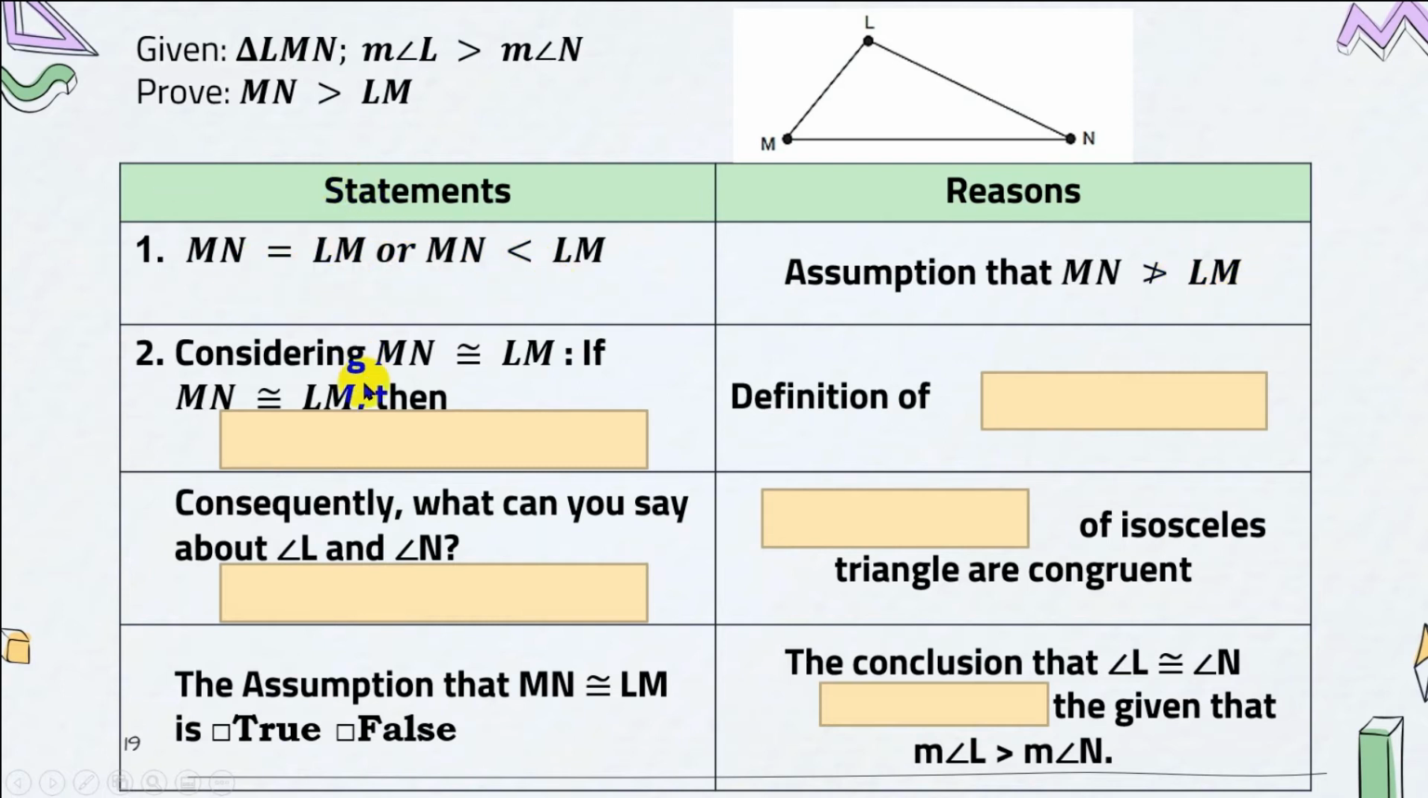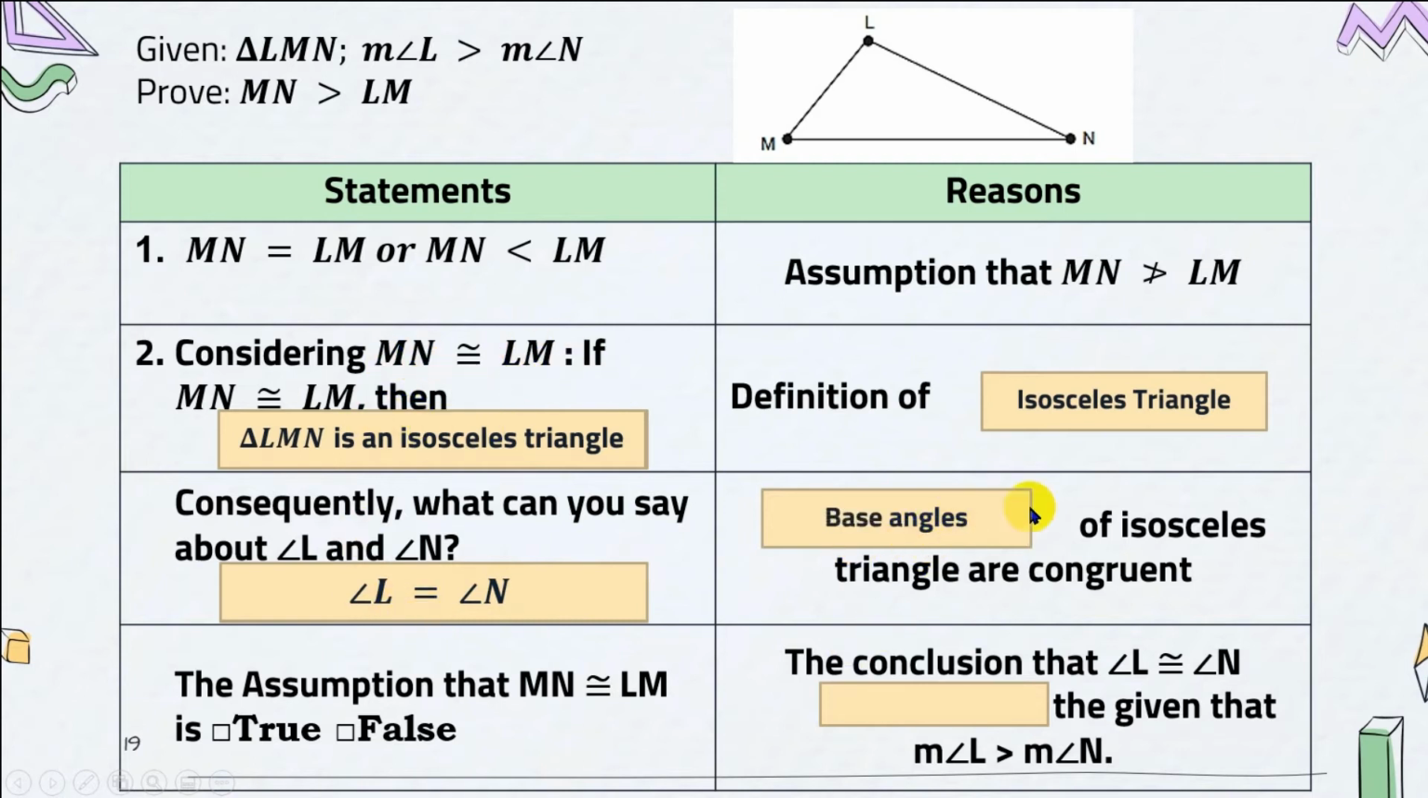So, dito muna tayo sa equal. Dahil equal yung dalawang sides, ibig sabihin, triangle LMN is an isosceles triangle. And the reason is, we have definition of isosceles triangle. And then, what can we say now on the angles opposite to them? So, masasabi natin na equal din yung angles opposite to them kasi nga equal yung sides natin. So, this is base angles of isosceles triangle are congruent or converse of isosceles triangle inequality.